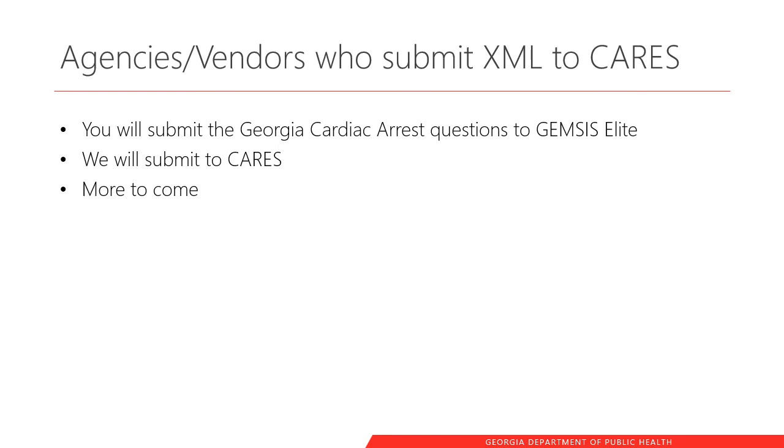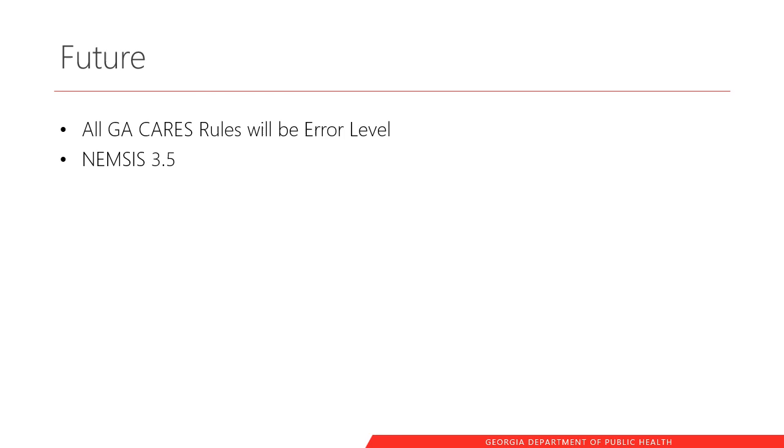For agencies and vendors who submit directly to CARES with XML, you will be getting more information about that, but what we're working towards is that you will not submit XML to them directly. You will only submit it to us in the regular GEMSIS Elite submissions, and that's why the agencies that are already collecting CARES need to switch over and collect the custom elements that the state of Georgia has written. In the future, again, we will make the CARES elements mandatory as an error level. When we're first implementing them right now, it's only going to be warning level, but sometime in 2021, we will transition those to error level.